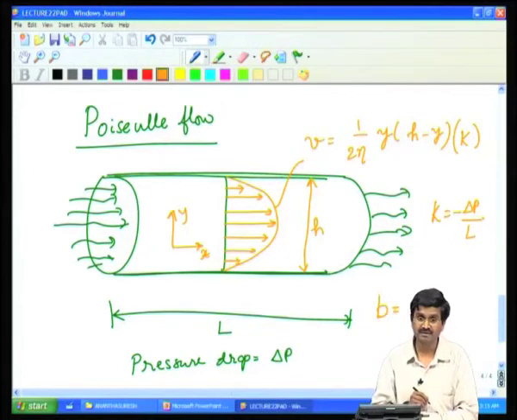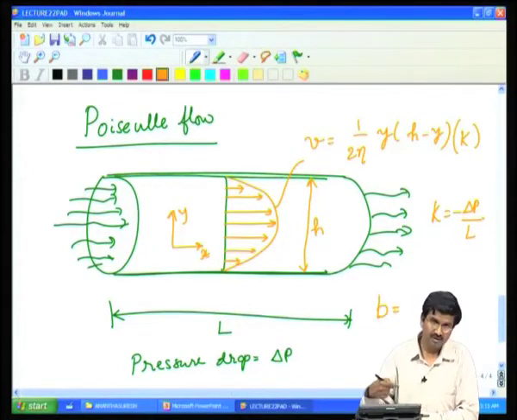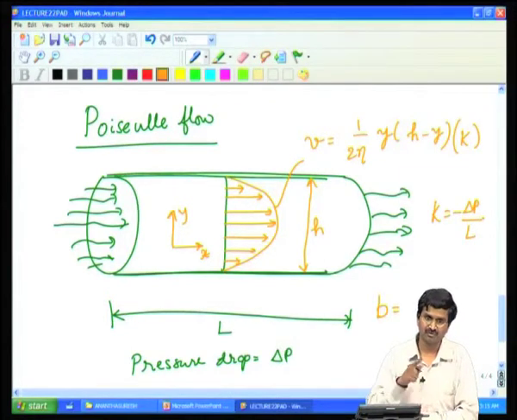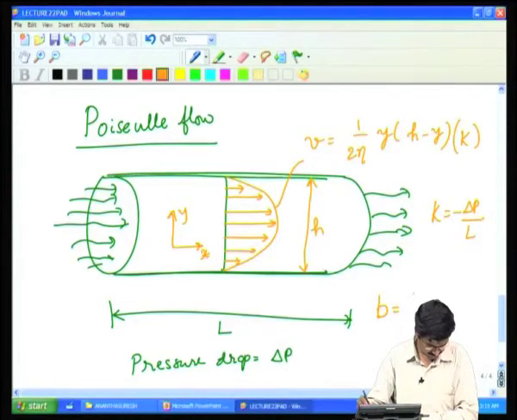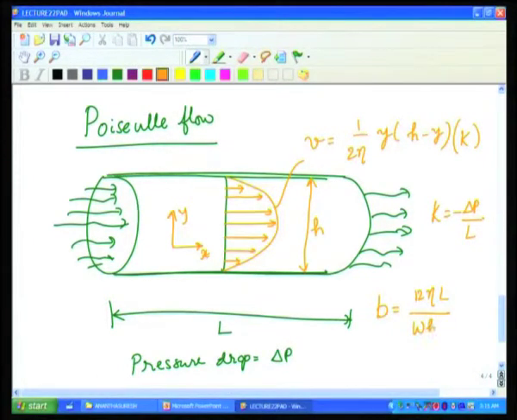So, we are skipping the derivation, so that you can work it out for this case following what we did earlier, that is the previous example of Couette flow. If you do the same thing for Poiseuille flow, then we would get this B to be 12 eta L divided by W h cube, where W is the wall thickness into the paper, okay.